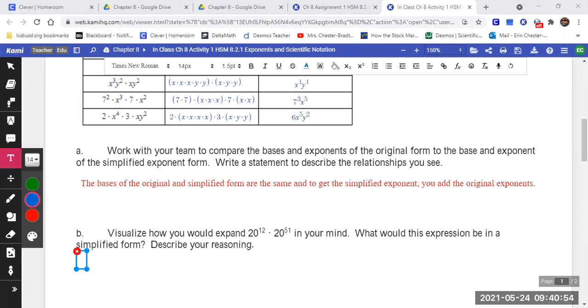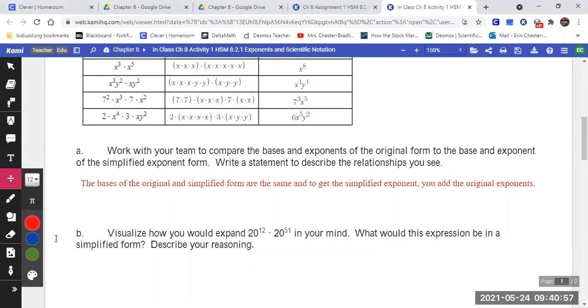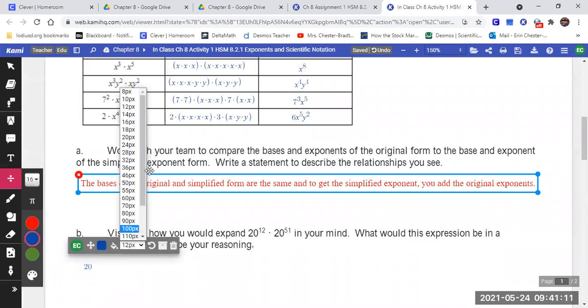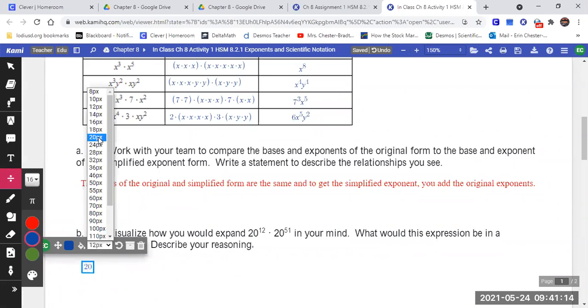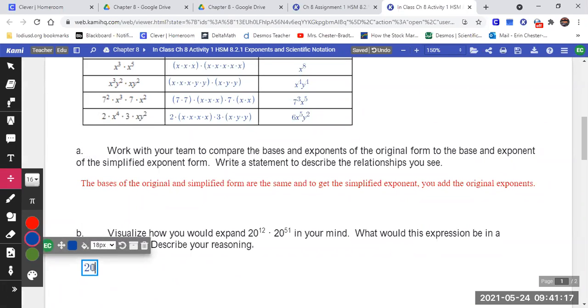Okay, so let's go do that. Let's show that. So I am going to do the add-the-exponent form. Okay, we have a 20, that's my base, right? Let's make it larger though. And we're going to take 20 to the 12 plus 51, right? So what would we get? 63. 20 to the 63. Sorry, I kept saying 12, but I wrote 20.